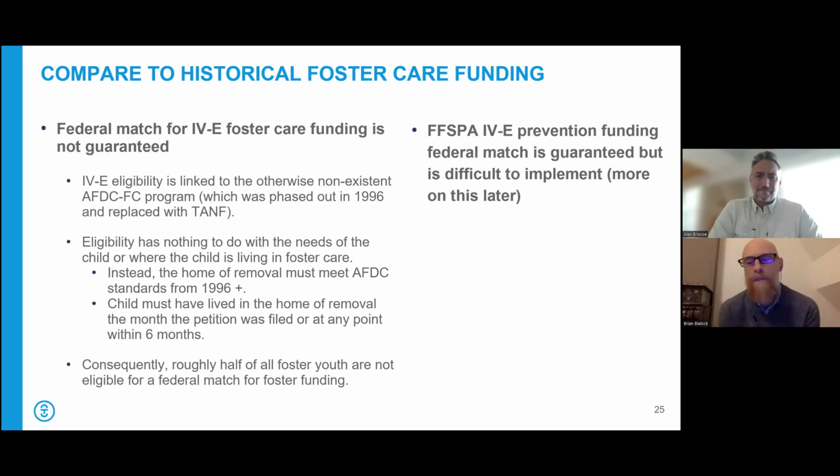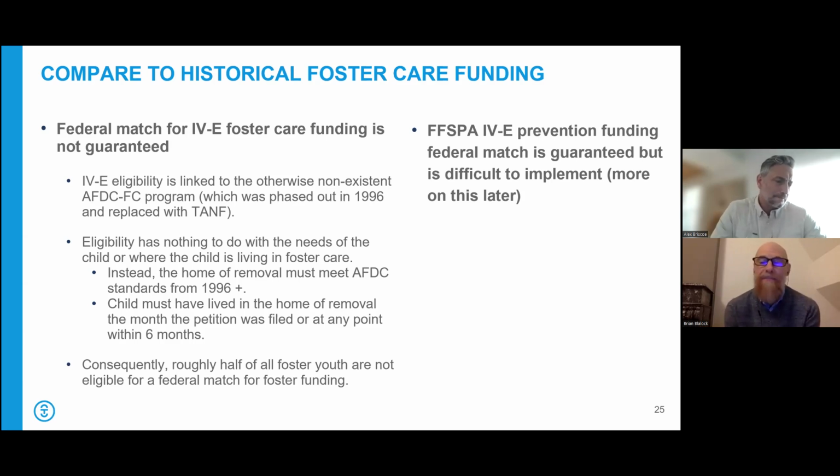Because it's 4E eligibility. So whether or not a child in foster care is eligible for the federal match is dependent upon, it's really complicated, doesn't make any sense. It's based on the home of removal where the child doesn't even live anymore. And the home of removal has to meet AFDC standards, which is the welfare program that was in effect in 1996. So it has to be poorer than poor. The family could be eligible for TANF, still wouldn't be found eligible under the AFDC program because it was phased out in 1996. And the child has to have lived in the home of removal the month the petition is filed or anytime 6 months previous. All of that means that it doesn't make sense.